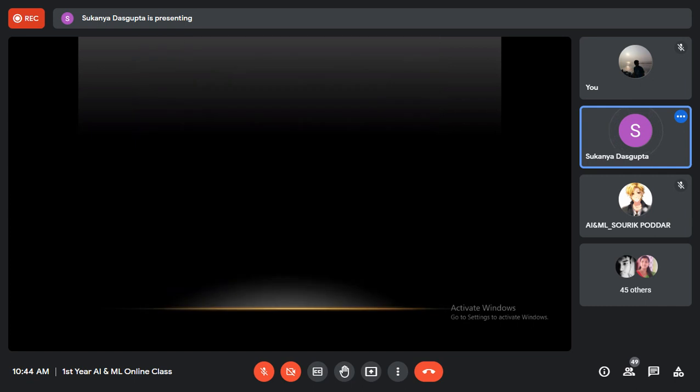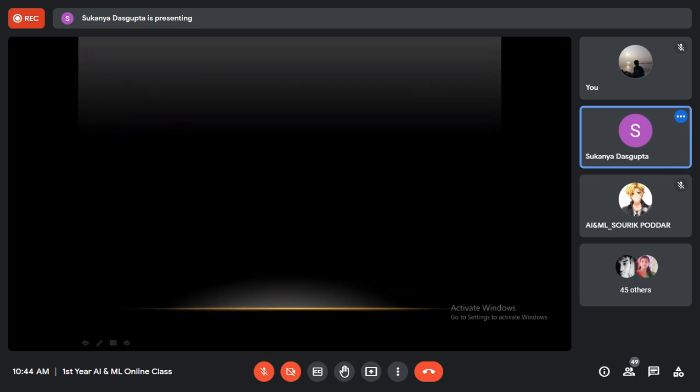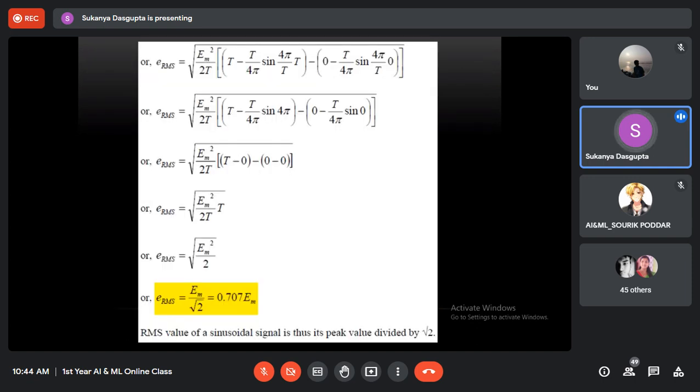Can you do this integration, student? I will skip the detailed derivation. It's a simple integration. So E RMS is nothing but Em by root 2, maximum voltage by root 2. It is 0.707 of Em.